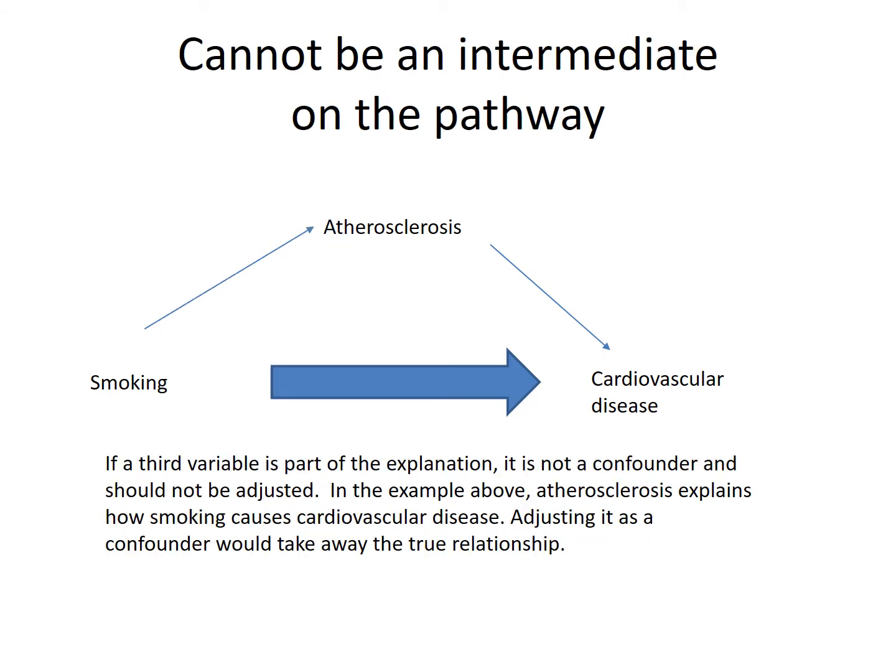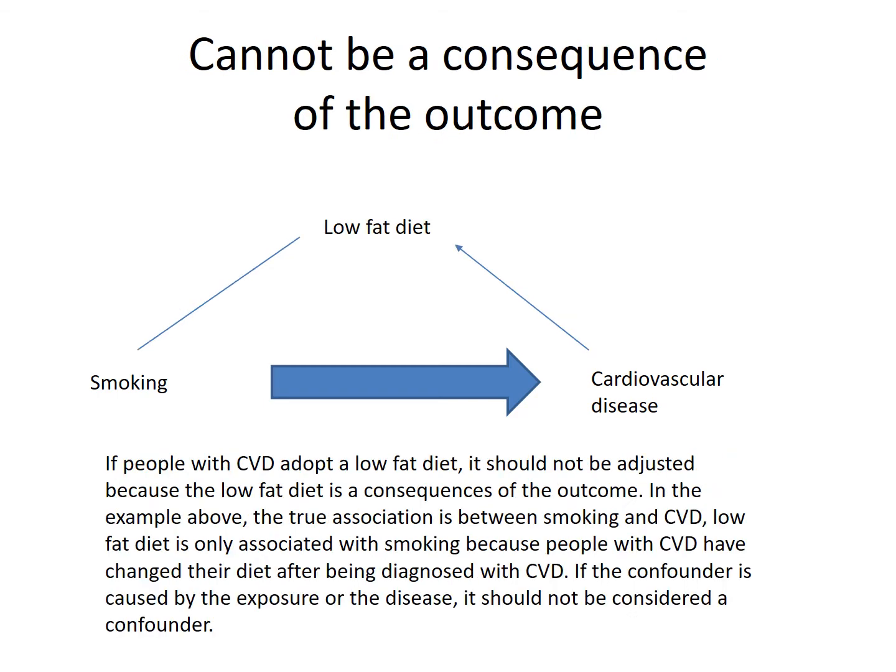And I'm just scrolling back to the previous example where you can see the atherosclerosis itself is an intermediate on the pathway because there is an arrow going from smoking. So if you have an arrow pointing either from the exposure or from the outcome to your confounder, then it's breaking either the rule of being an intermediate on the pathway or this rule that it can't be a consequence of the outcome.